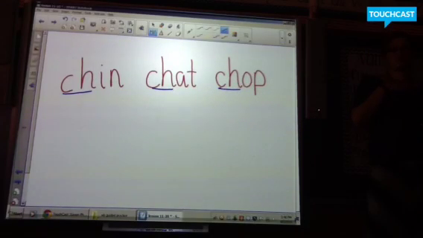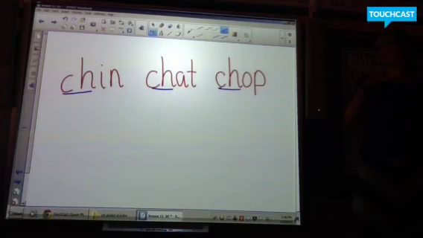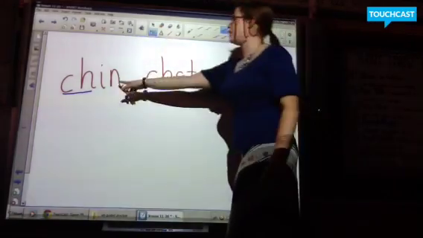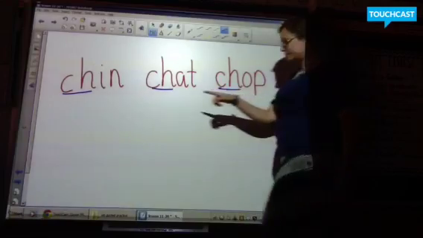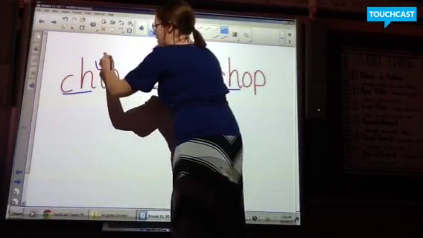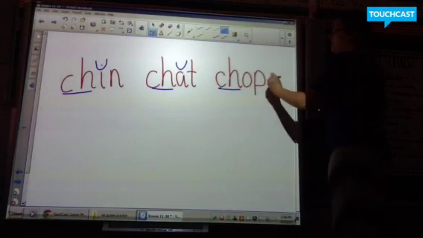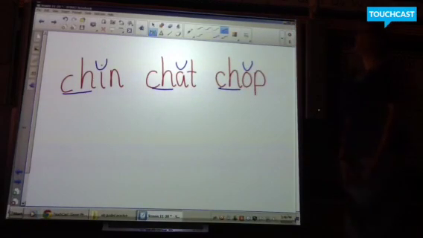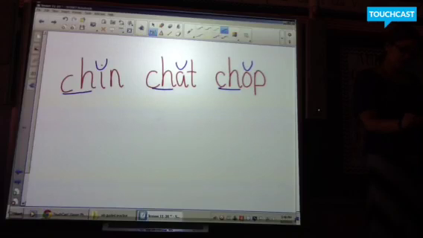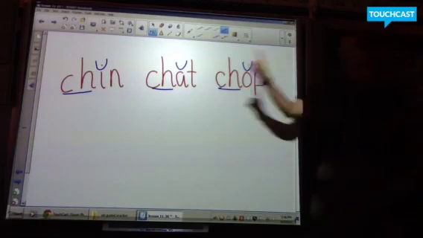How am I going to code the vowels in these words? Underline them. With breves, because they're all followed by consonants, right? So we've got I followed by a consonant, we put a breve, A followed by a consonant, O followed by a consonant. Very good.